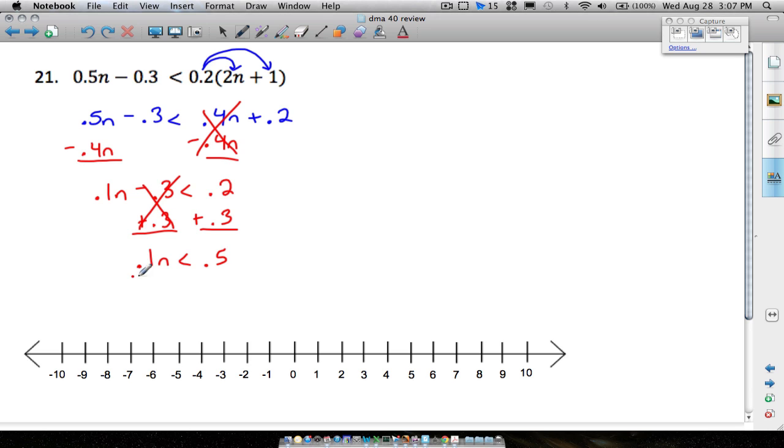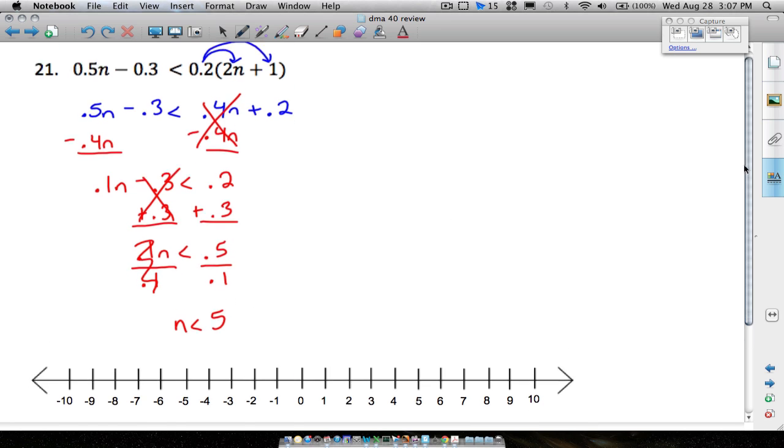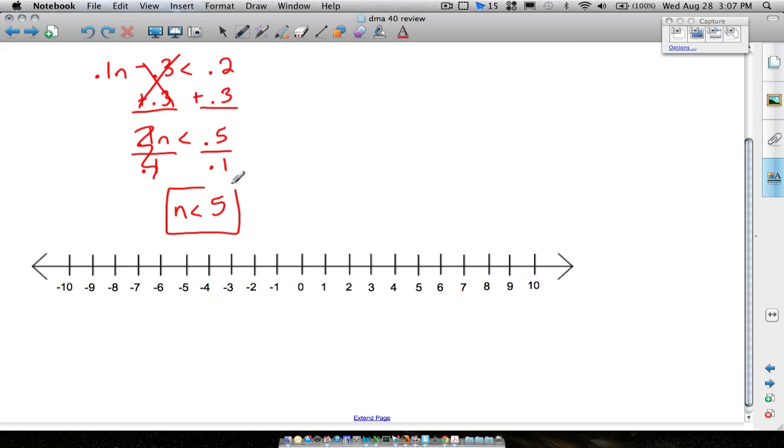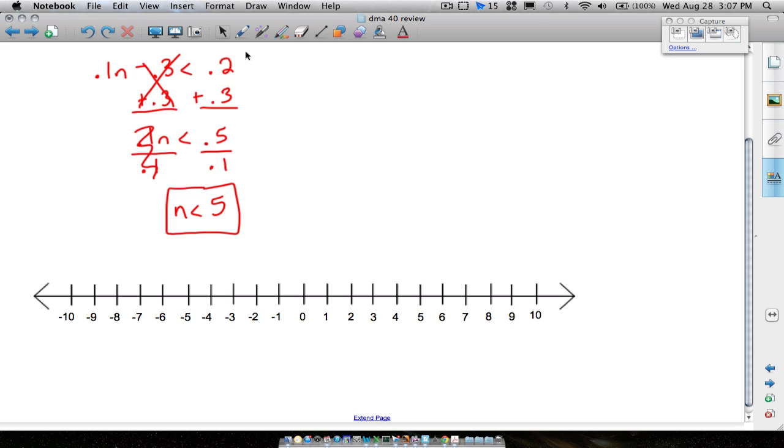And now lastly, let's divide by 0.1 to get the n by itself. There's no need to flip here since we're not dividing by a negative number. So our solution looks like this. N is less than 0.5 divided by 0.1 is 5. So there's part of your solution. Let's graph it. Open circle or a parentheses here.